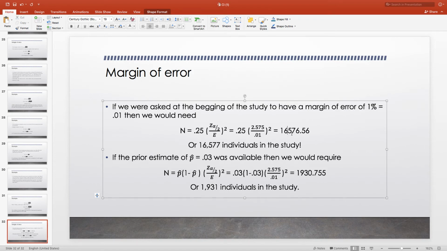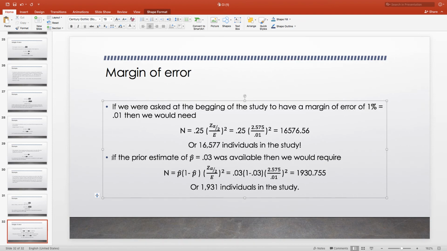we're going to need over 16,000 individuals in this study. 16 and a half, over 16 and a half. That's not very practical for the company. And in addition, the company typically has to pay or offer some incentives for individuals to be in the study. So this is going to be very, very costly if they want to have an accurate estimate of 1%.